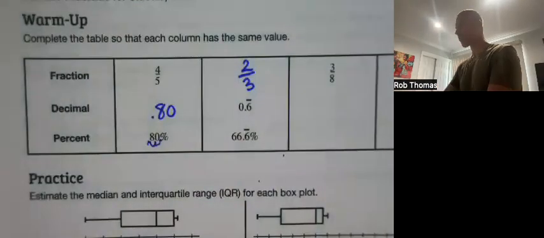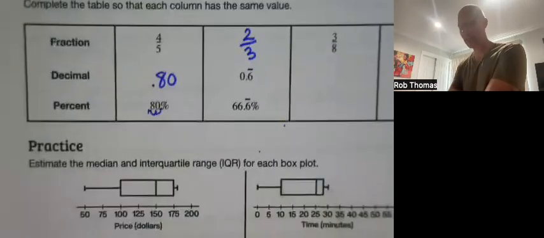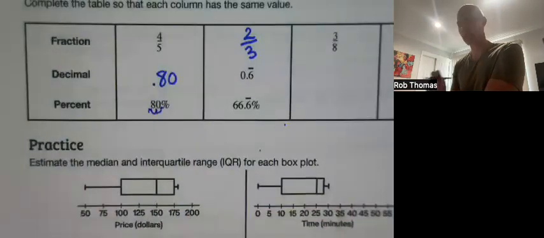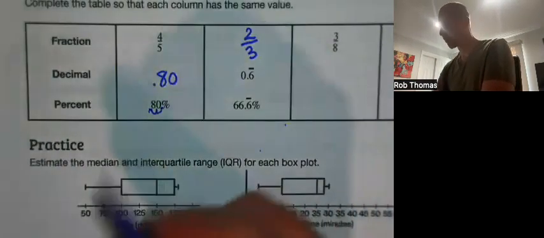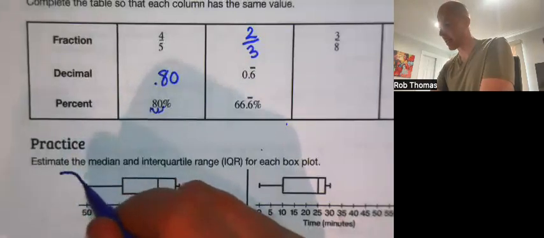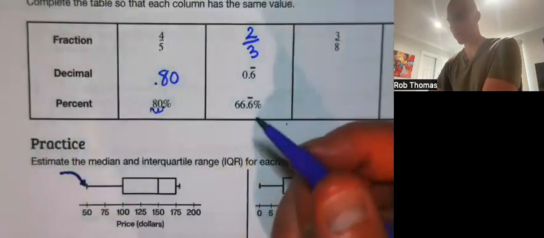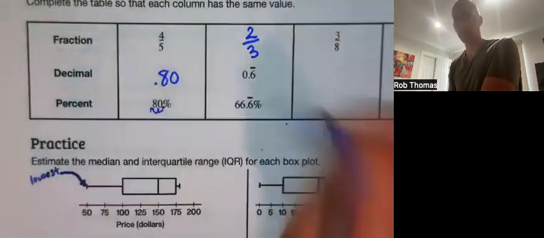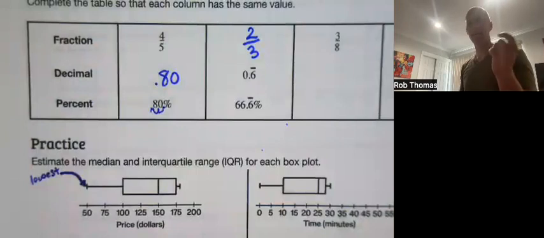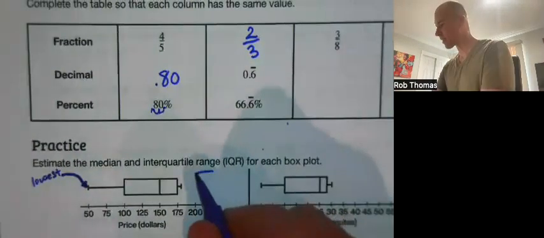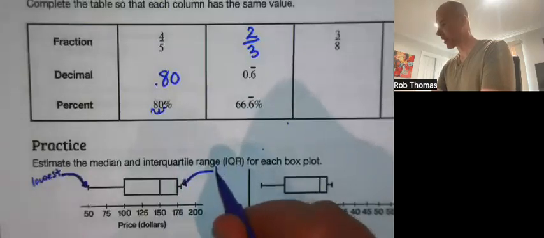So hidden in this box plot is a bunch of data. But what we know from this box plot is that the lowest data from the whole data set that somebody recorded from something is right here. That's your lowest piece of data, right there at the left end of what I would call the first whisker. And then your highest piece of data is right here at this end.